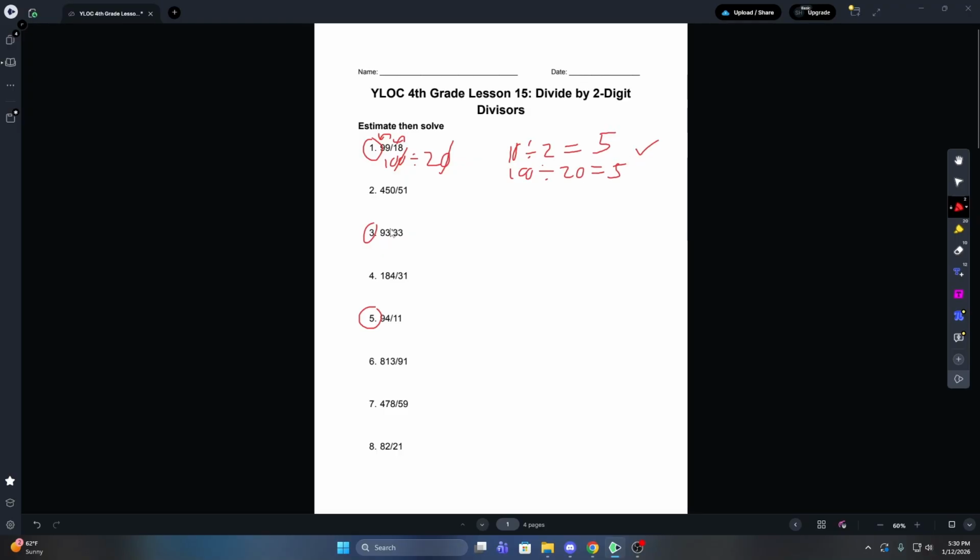For 3, 93 rounds down to 90, divided by 33, which rounds down to 30. And again, I like to knock those zeros out. And 9 divided by 3 is 3, and that is going to be your answer.